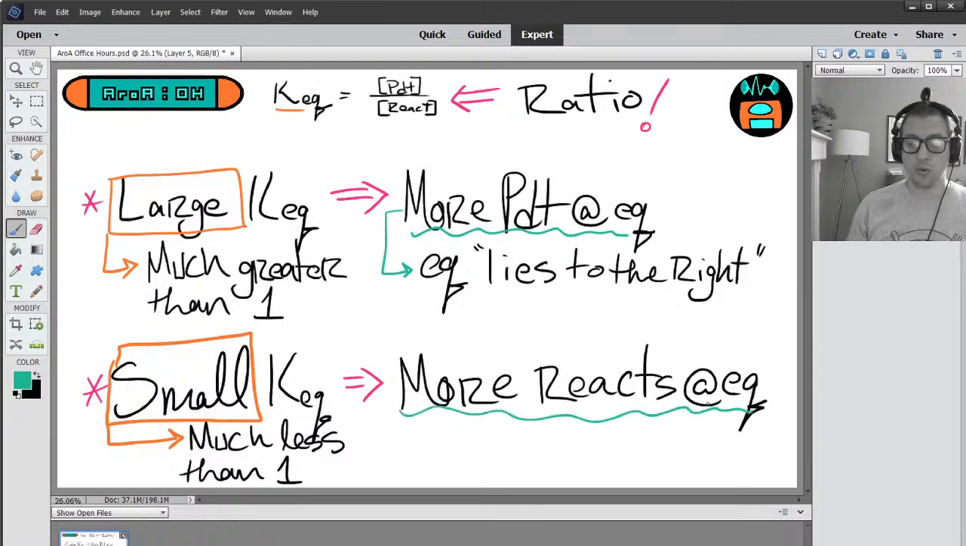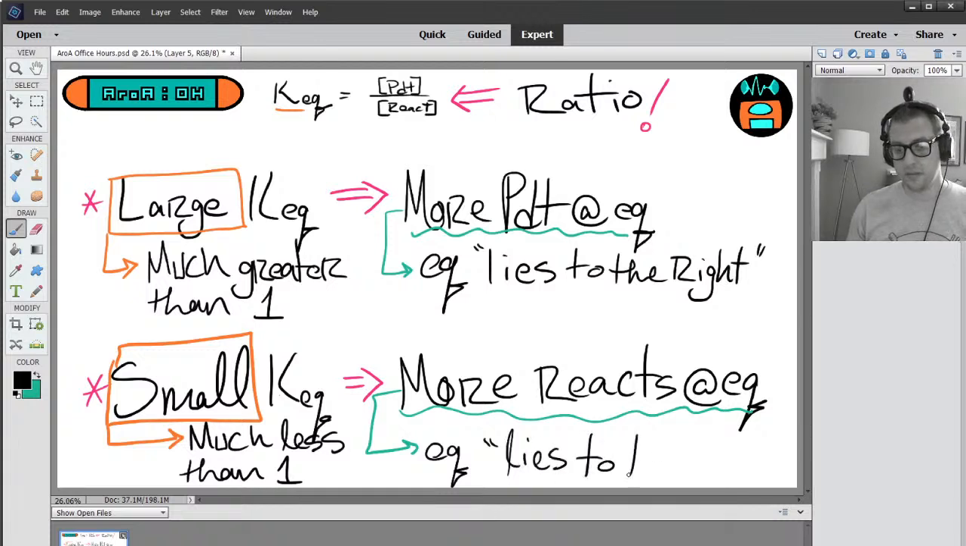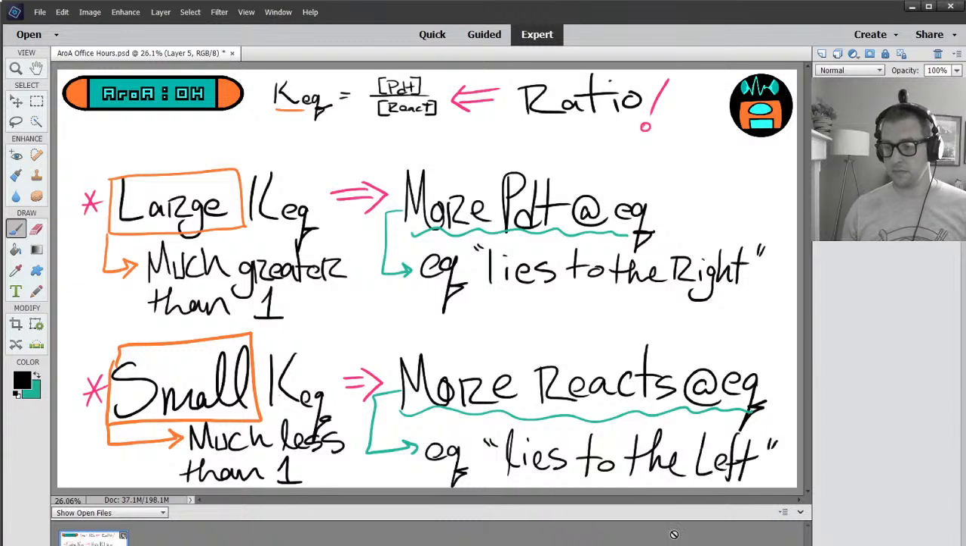When you have more reactants at equilibrium, we say the opposite. We say that equilibrium lies to the left. All right, so that's how you describe the position of equilibrium. Large equilibrium constant, more products, lies to the right. Small equilibrium constant, that means there's more reactants, and we say that the equilibrium lies to the left.